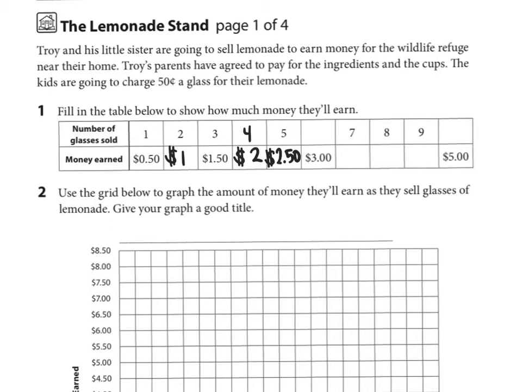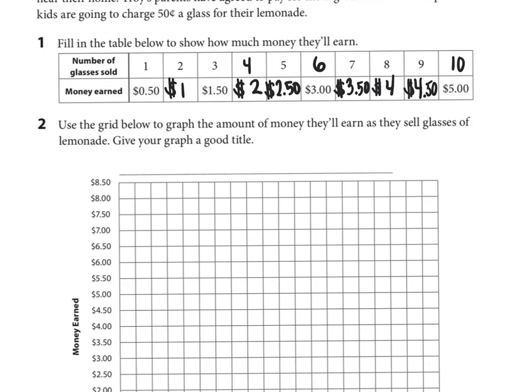How many glasses would cost $3? That'd be 6 of them. 7 glasses would cost $3.50. 8 of them would be $4, adding 50 cents each time. 9 would cost $4.50. And how many would cost $5? That's right, 10.